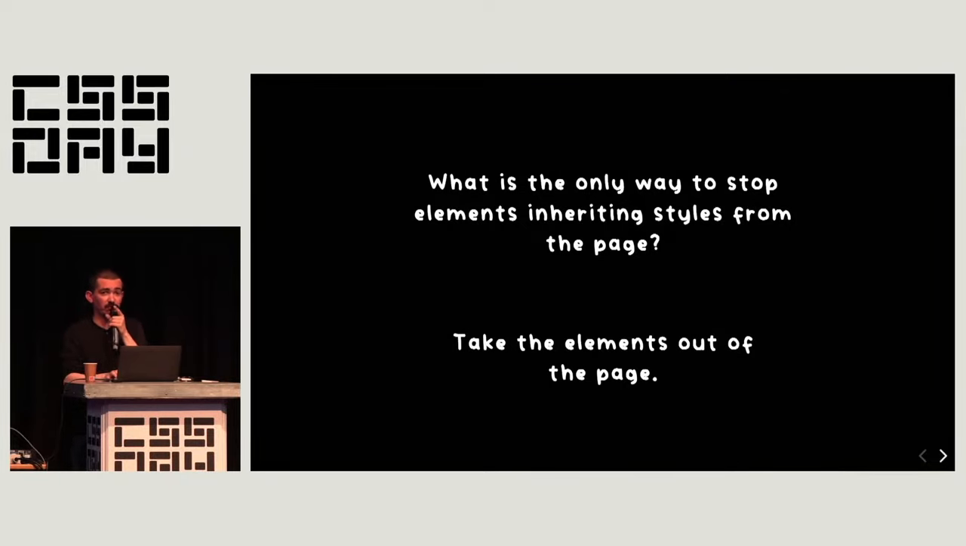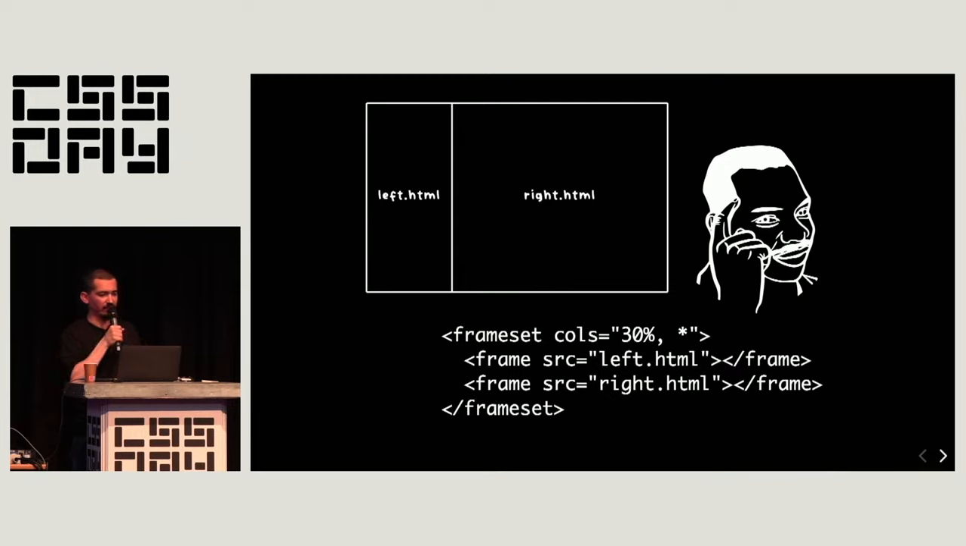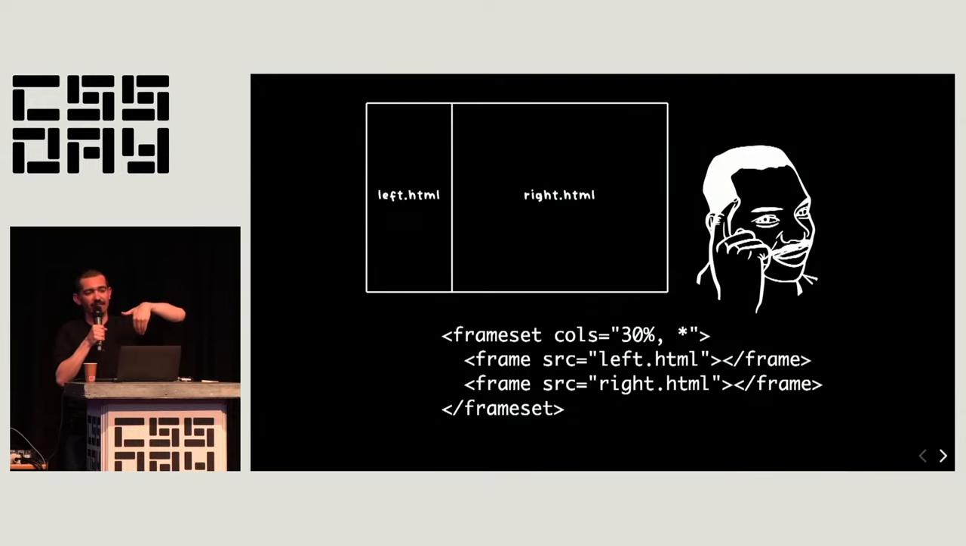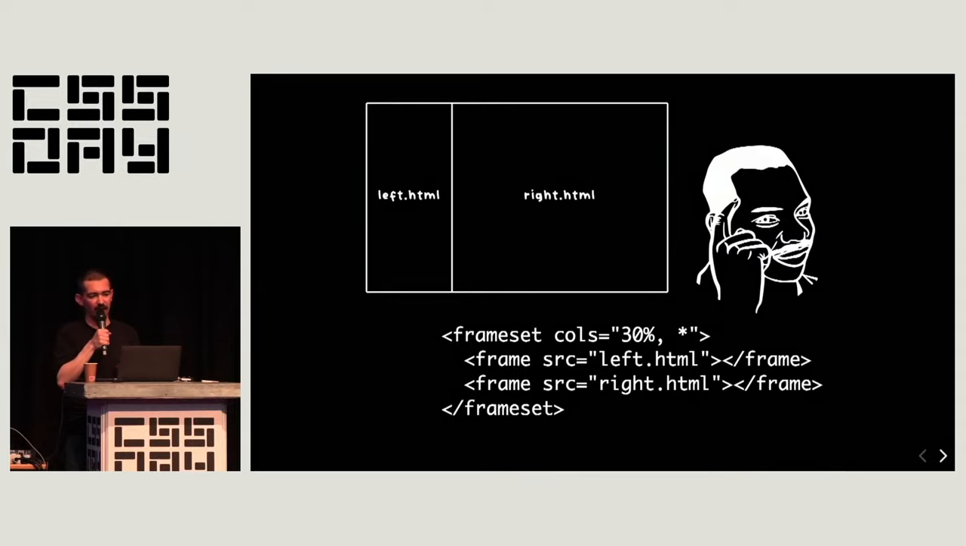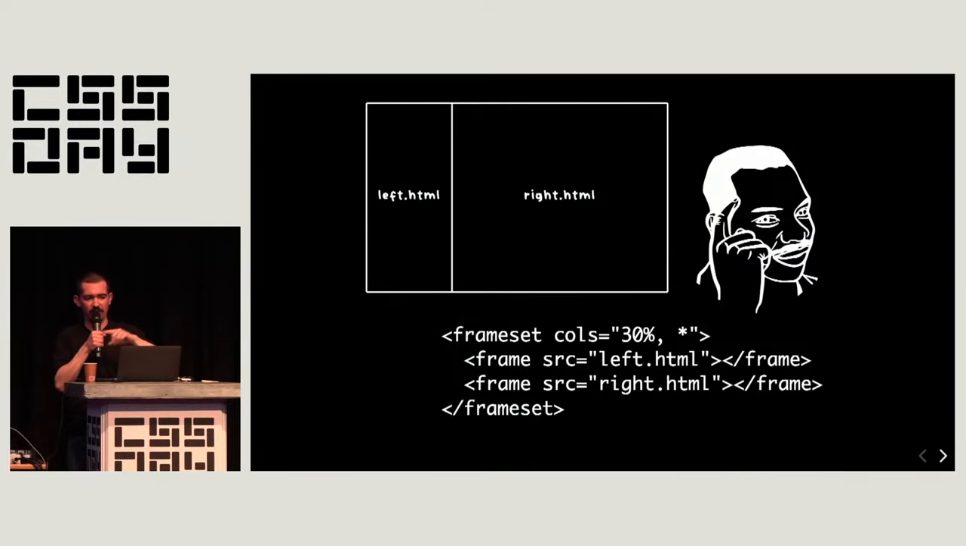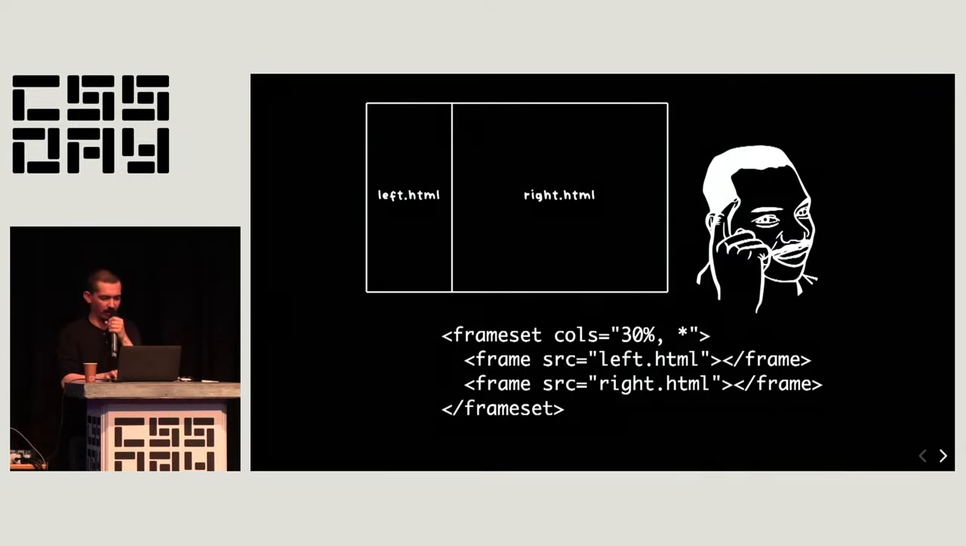So there is one way of doing that, which I've come across recently. And that's to use this. It's a frame set and a couple of frame elements. And so what we have here is that you have your left.html and your right.html. They're like your components, if you like. They're not inheriting from the page because they're not in the page, because they're their own pages. And they're definitely not passing styles between each other as well.